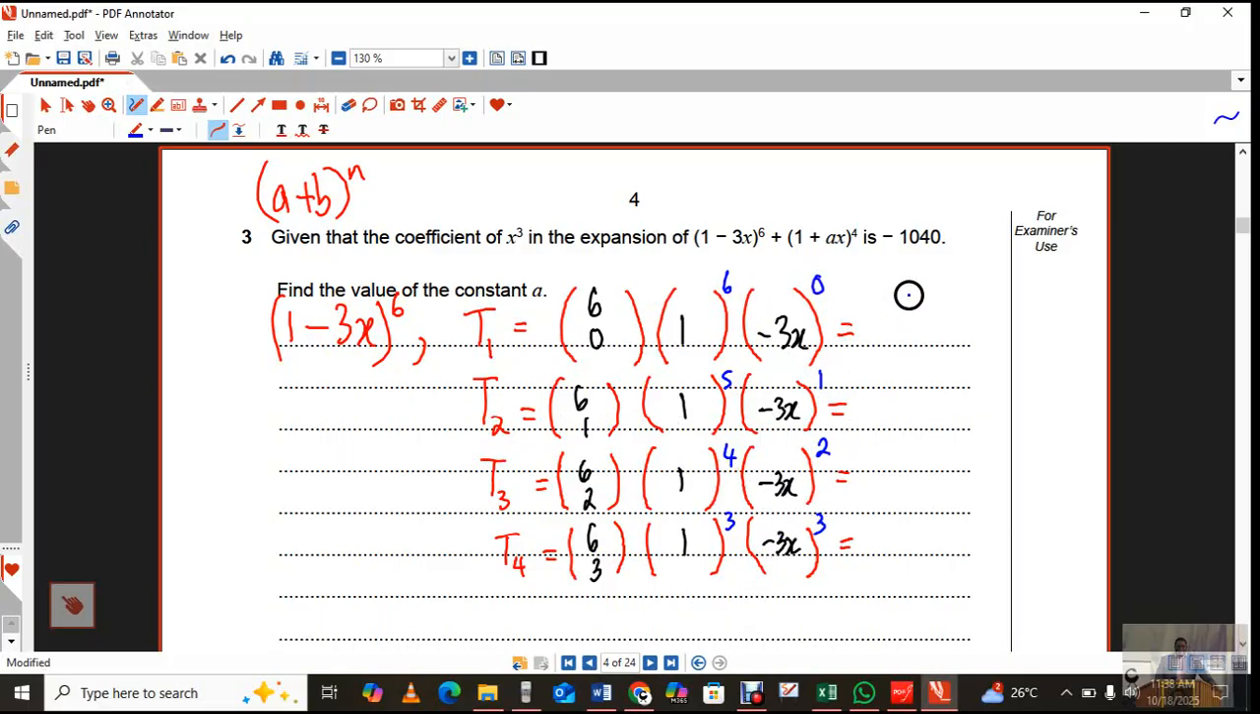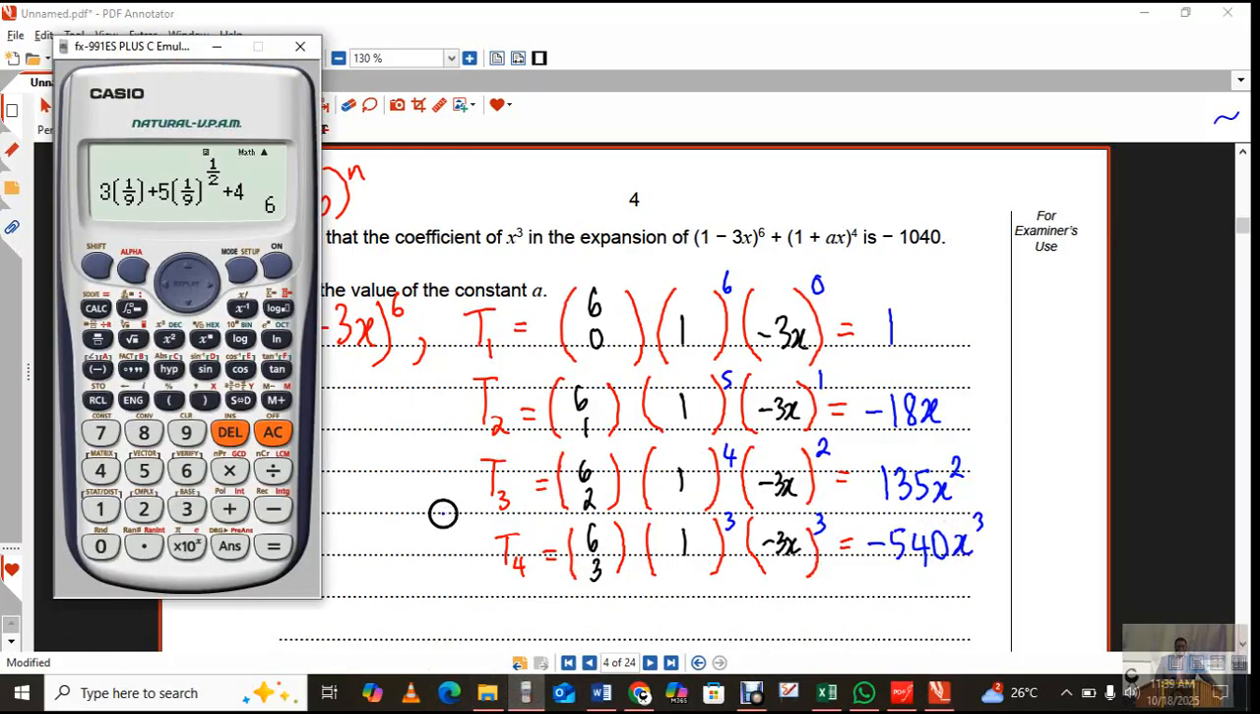And if I do so, this one here is going to be 1 on its own. This one here is going to be negative 18x. And this one here, if I calculate it, I'll get 135x squared. And this one over here is going to be negative 540x cubed. I needed to get a term in x cubed. That's why I'm ending here.